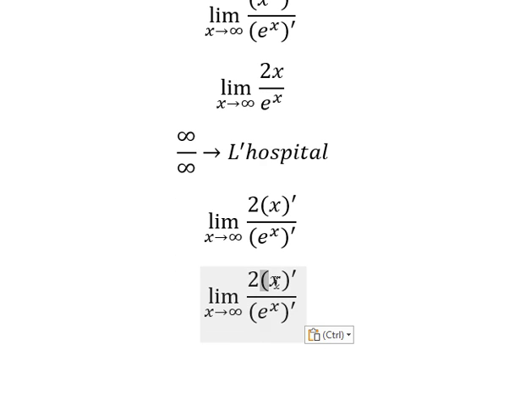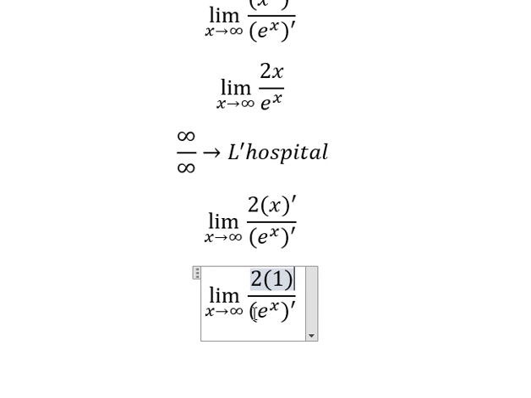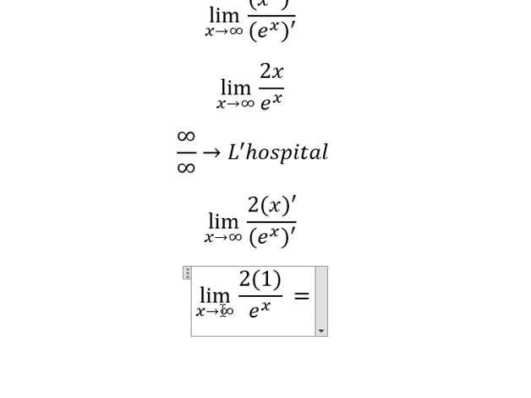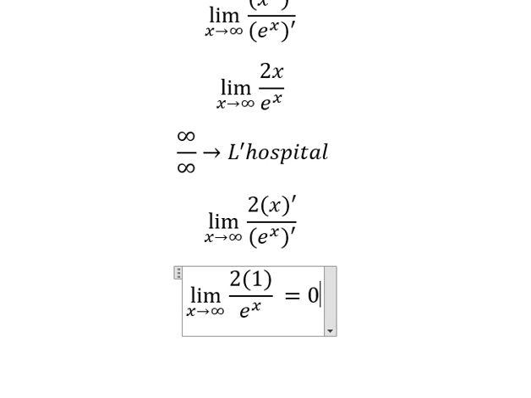The first derivative of s is the number 1. The first derivative of this one is e to the power of s. Now, when s goes to positive infinity, this one will go to positive infinity. A number divided by positive infinity, you get 0. And that is the final answer.